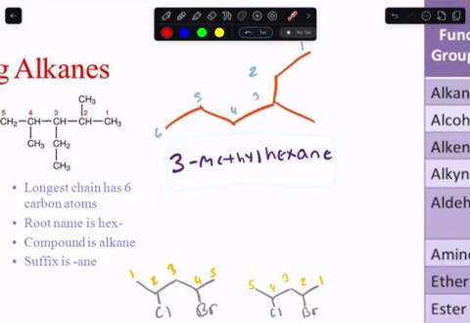Find the longest carbon chain, know the root of the name, and then make sure that your substituents are on the lowest carbon. And you always name it just like this, hexane, okay? And an alkane always ends in ane.